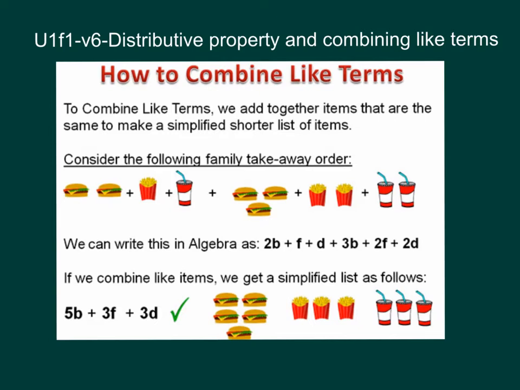So here we have 2 cheeseburgers, and then there's 3 cheeseburgers here as well, so that's your 2B and your 3B. We have 1 fry and 2 fries here, so that's F and 2F. And then 1 drink and 2 drinks, so that's D and 2D. So we combine them to get your 5 burgers, your 3 fries, and 3 drinks. So that's our shorter list. That's combining like terms.